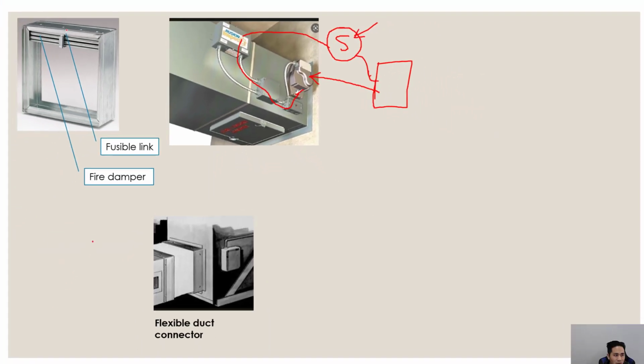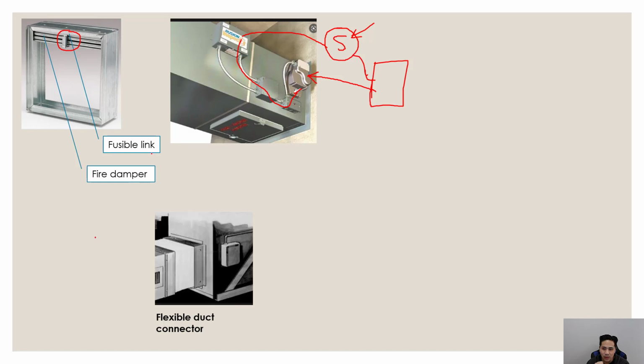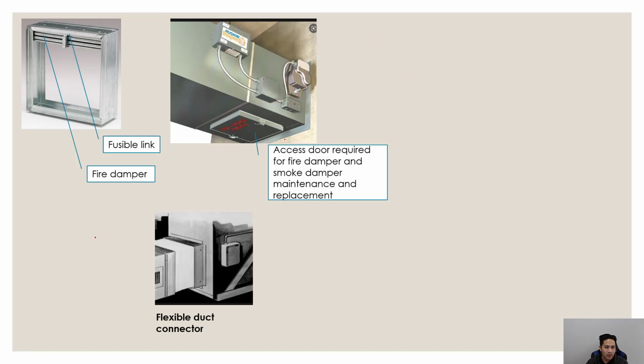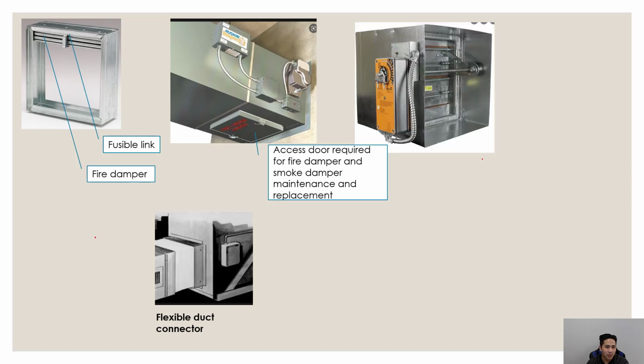So a fire damper works all mechanically, just through heat, no electronics. And a smoke damper works through electronics. So if you have both a mechanical piece that basically will activate and shut the damper if there's a flame, and also you have that damper close electronically once smoke is detected, then you have a combination fire smoke damper. So here is the access door, which is required for fire dampers and smoke dampers or fire smoke dampers for maintenance and replacement.